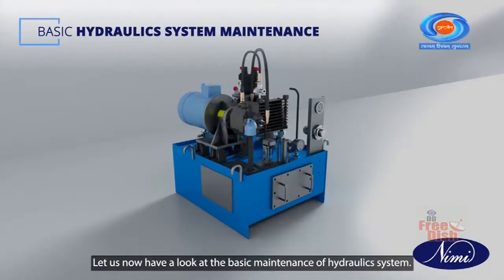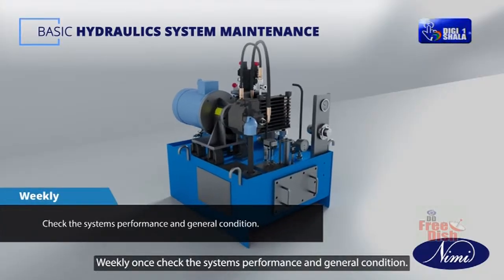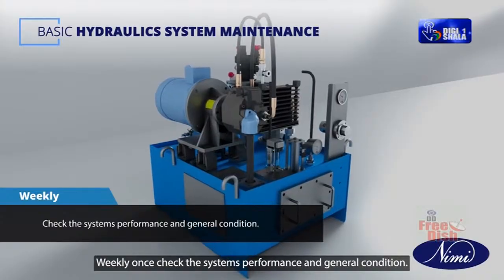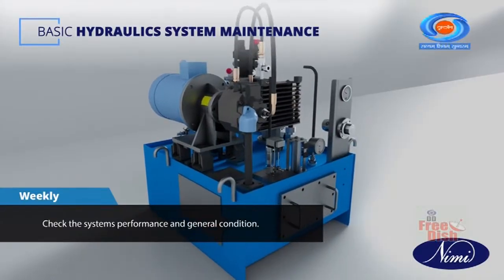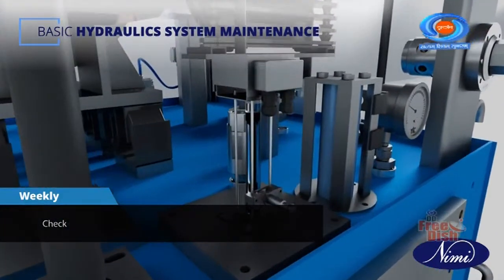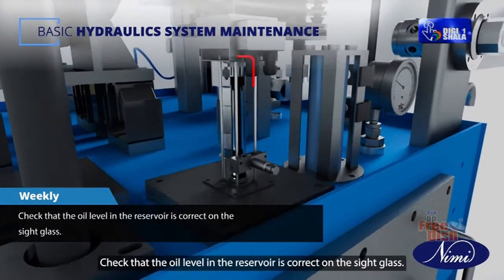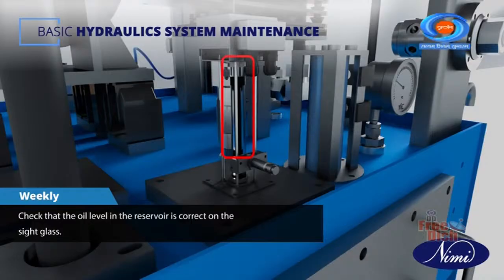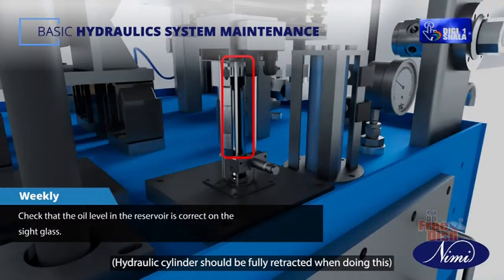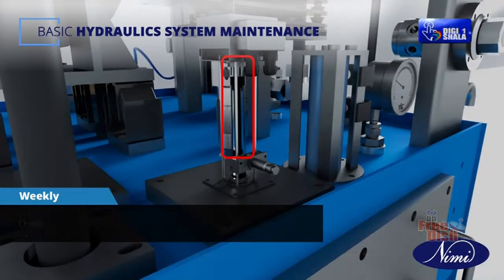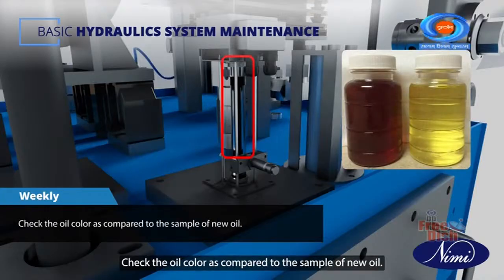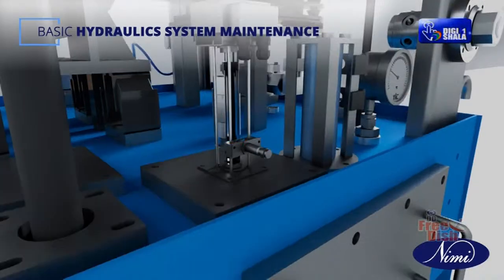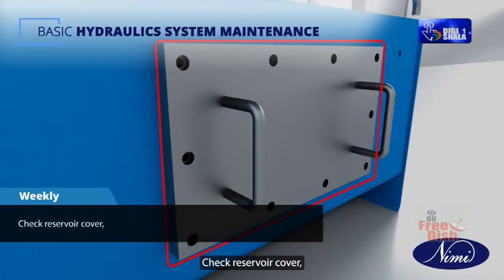Let us now have a look at the basic maintenance of hydraulic systems. Weekly once, check the system's performance and general condition. Check that the oil level in the reservoir is correct on the side glass. The hydraulic cylinder should be fully retracted when doing this. Check the oil color as compared to the sample of new oil. Check the reservoir cover.